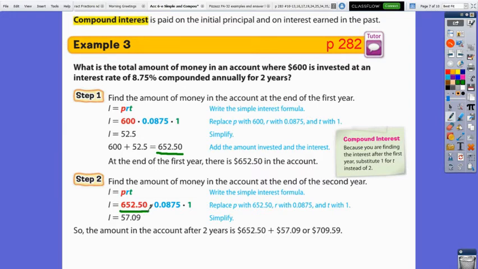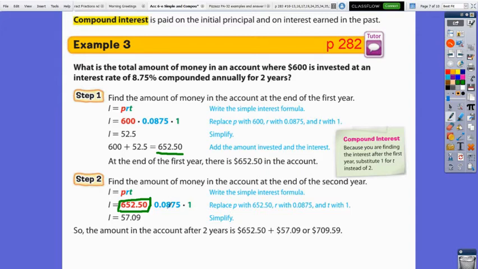So you start with not just the original principal, but the principal plus the interest already earned. So now the second year, the principal is $652.50. The rate is still the same. And the time is again 1 because you're only going to look at now 1 year. Because you're always finding interest for just 1 year at a time, T is always 1 when you are calculating compound interest like this. You never put 2 in here. It's just a question of how many times you're going to have to do this step.